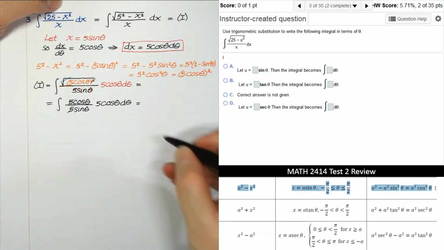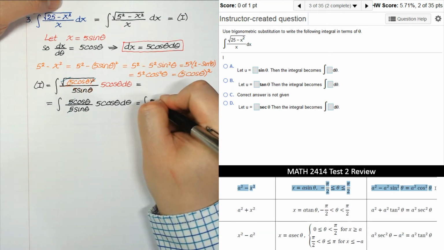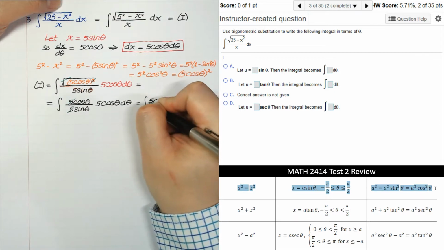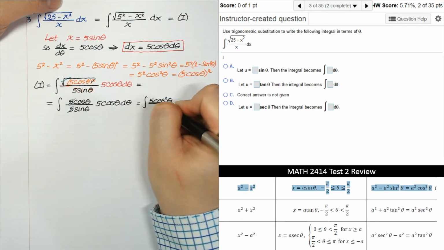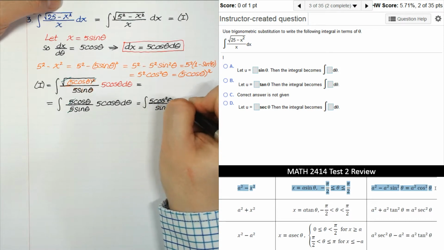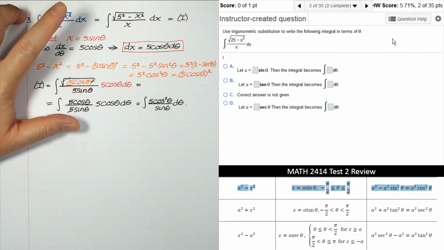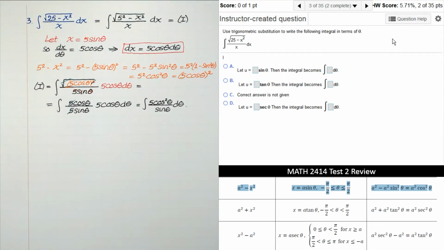Nothing cancels here. We just have 5 cosine squared over sine theta d theta. The answer is supposed to be cosine divided by sine. However, it's not going to be correct. I remember I put something else, so I will send out the note.